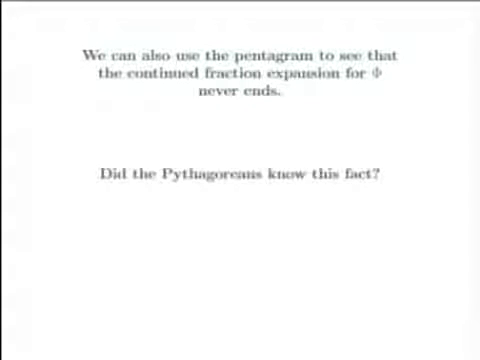But in fact, you can even just look at a pentagram and stare at it. And if you stare at it hard enough in the right way, you can see from it that the continued fraction expansion for phi never ends. And so something that some people wonder is whether just that would be enough to let them see that phi was irrational. Well, I don't know if the Pythagoreans knew this. I'm just sort of making this up.